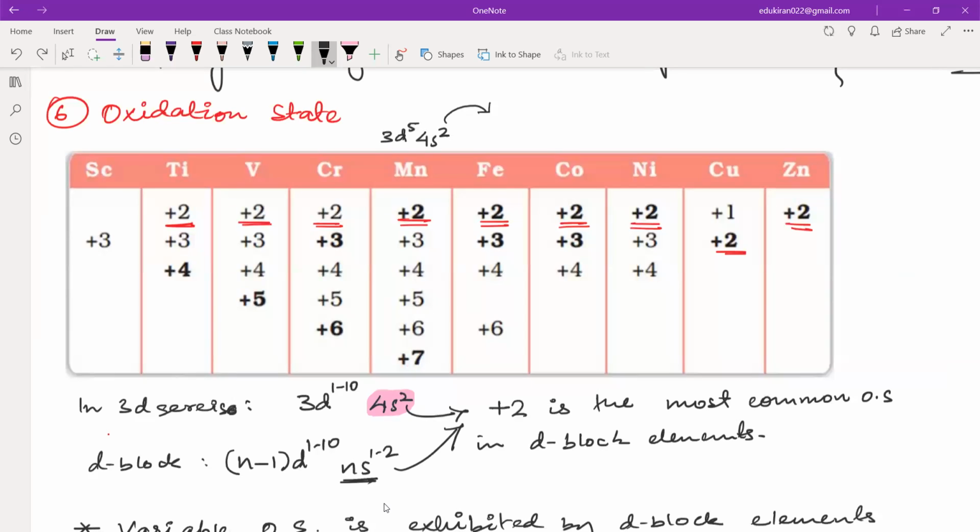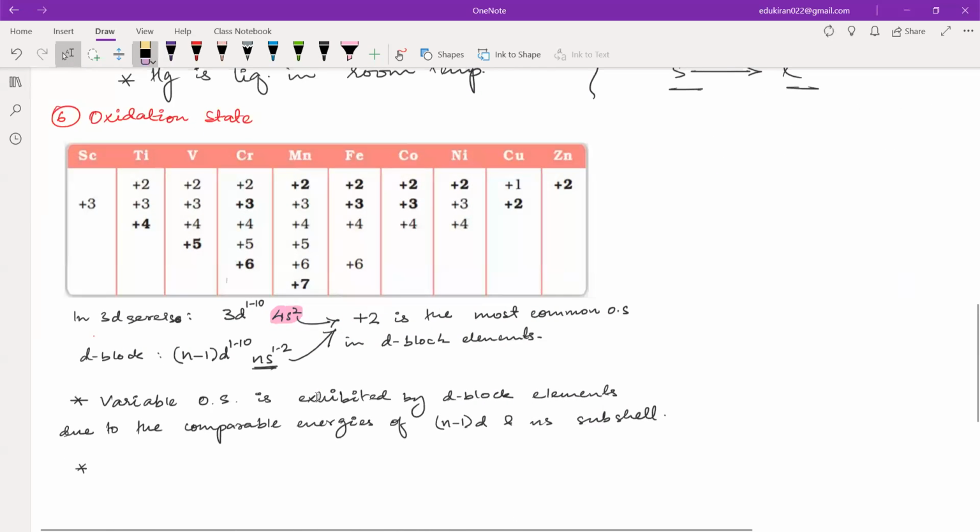Chromium also you can see, because we have 3d5 4s1. When two electrons are removed, we have +2 oxidation state. When we remove 3 electrons, you have +3, and in total you have +6 oxidation state. So these are the points that we will write now. First of all, you draw this complete thing and write the initial points. So we have to draw the table. Yes, draw it once.